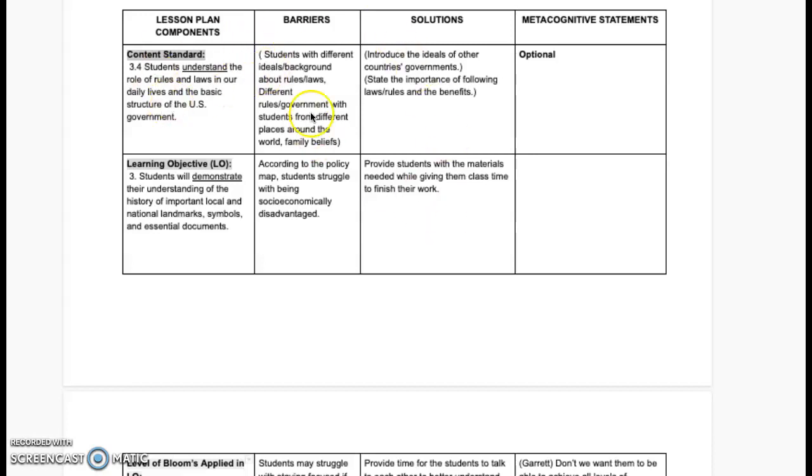away with them. Some barriers my co-teachers and I came up with is that it's going to be a diversity of students. They're going to come from different backgrounds. Some students are going to have some knowledge of this already. Some students, it's going to be new information for them. The solution we came up with was to introduce the ideals of other countries' governments, state the importance of the following laws, rules, and benefits, and there were no statements.